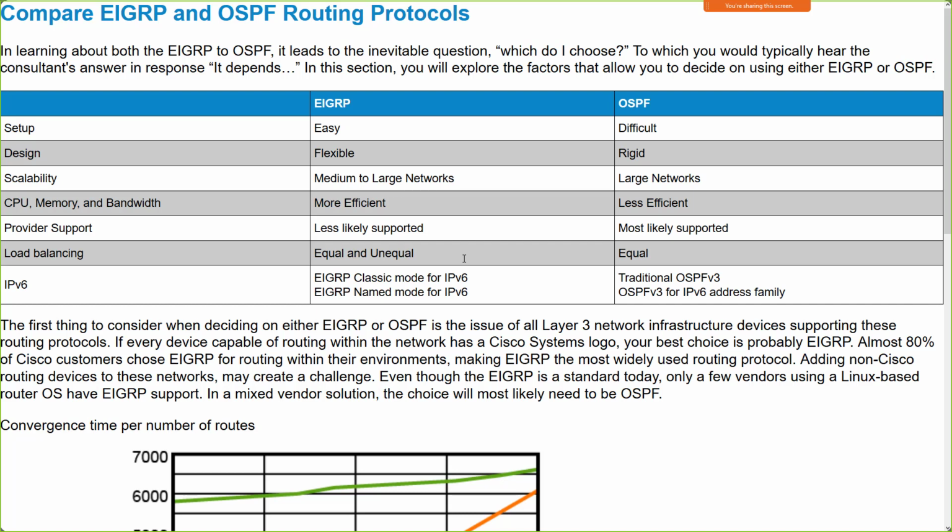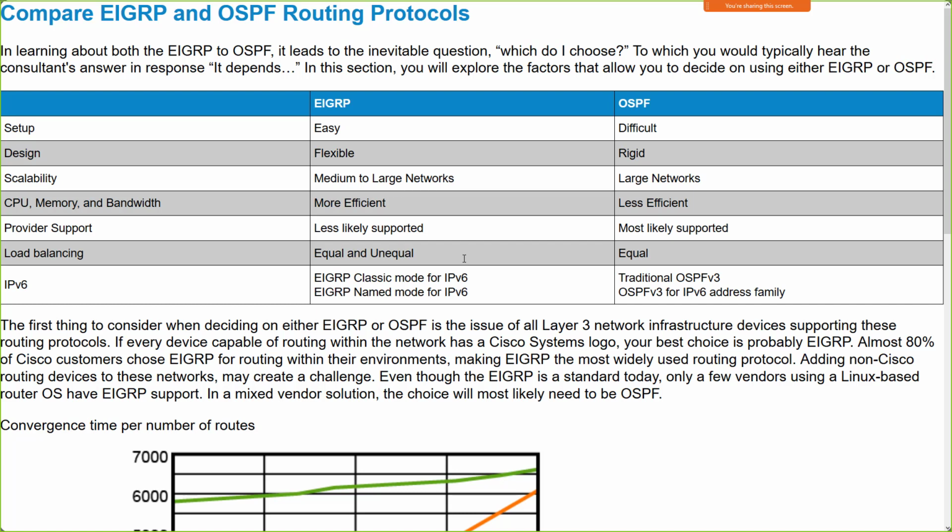Scalability, medium to large with EIGRP. If you implement things like summarization and query scoping in EIGRP, it can scale to a pretty large environment, whereas OSPF scales to a really, really large environment, especially if you implement the spine and leaf design with the multi-area implementation, all right, which we will talk about later on. As far as processor requirements, EIGRP is a pretty efficient protocol.